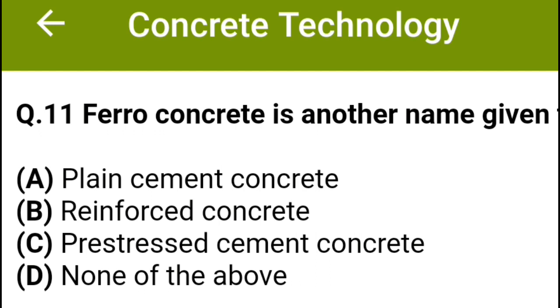Ferroconcrete is another name given to: option A, plain cement concrete, option B, reinforced concrete, option C, pre-stressed cement concrete, option D, none of the above. The correct answer is option B, reinforced concrete.